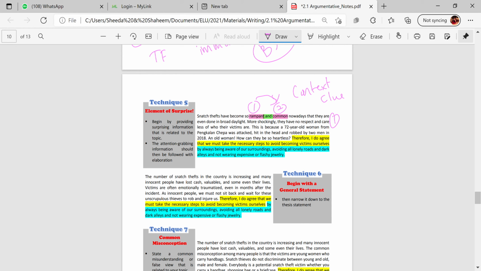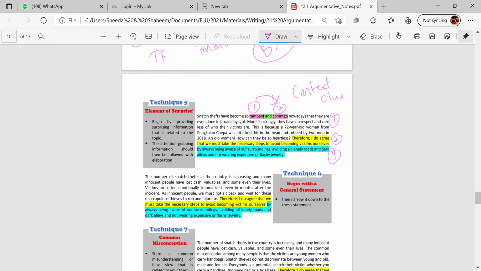Therefore, I do agree. Okay, so as you can see here, we straight away go to the stand and then the thesis statement. So simple. Element of surprise. You may be wondering, did this really happen?